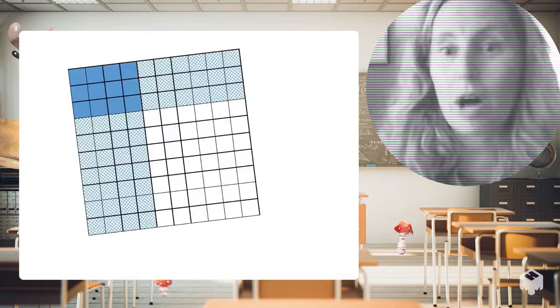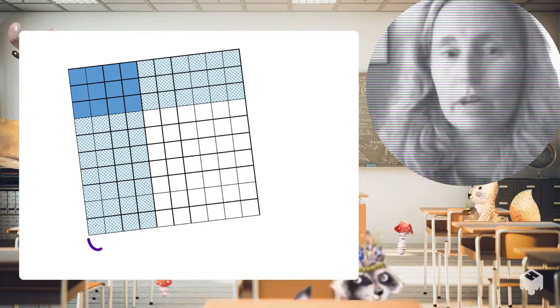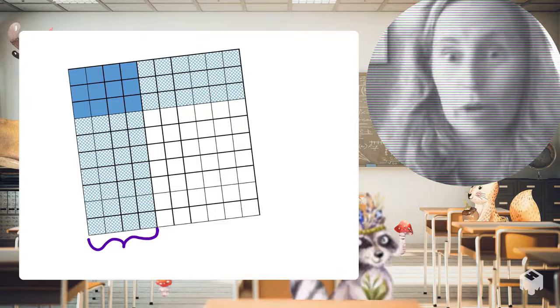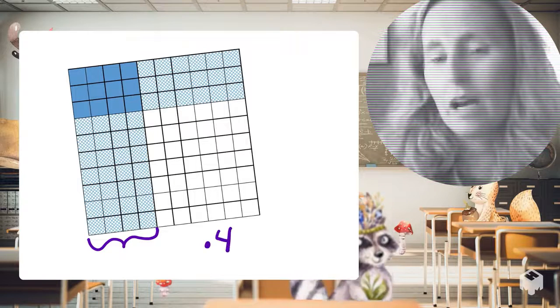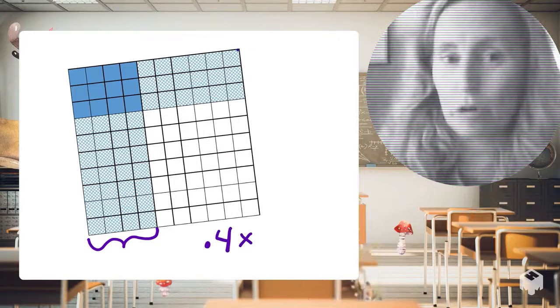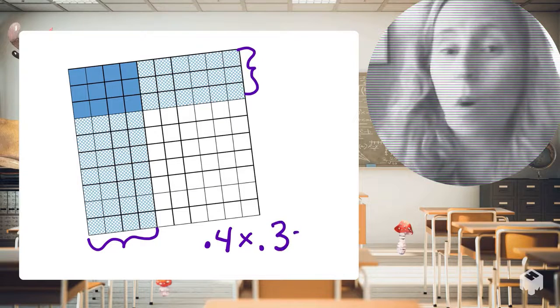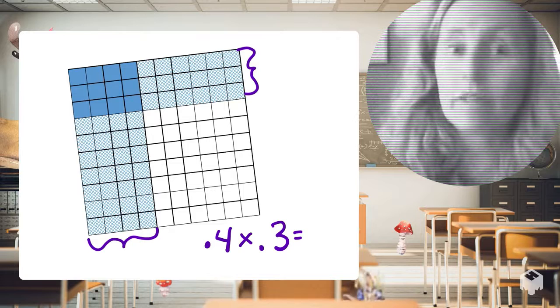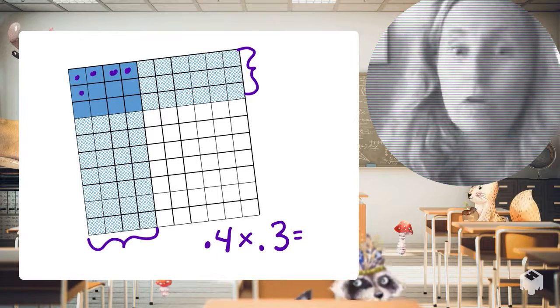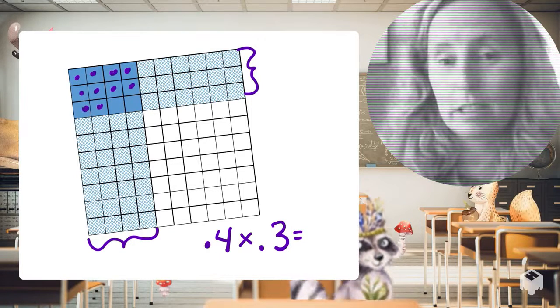This is basically a model for multiplying a decimal amount by a whole number. So I see that I have got equal groups, so I can use multiplication. I've got 6/10 in each group, and I've got 3 of them. So if I have 6/10 3 whole times, I would have 18/10 or 1 8/10.